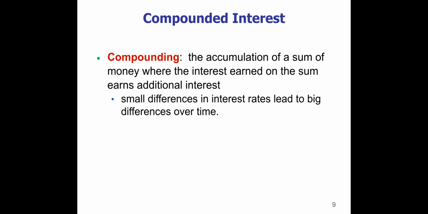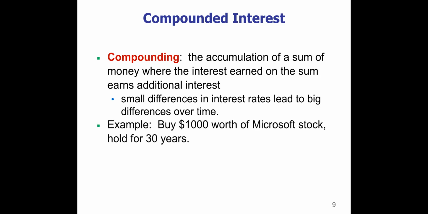So compounding means that small differences in interest rates can lead to huge differences in how much money you're gaining over time. So let's say today I buy $1,000 worth of Microsoft stock and I want to hold on to it for 30 years. If I know on average how much Microsoft stock performs, let's say 10% a year, then the future value of my current $1,000 will be $17,450 30 years from now.